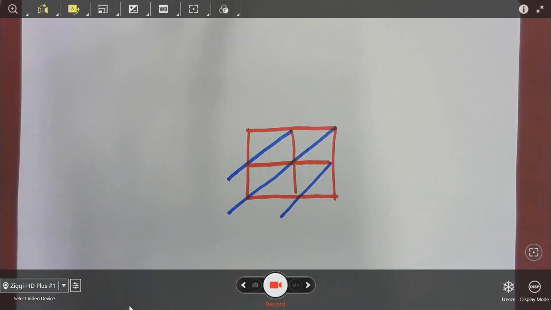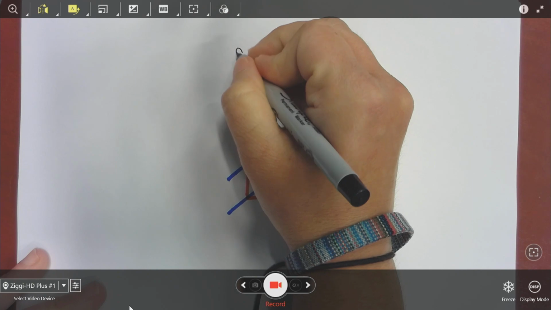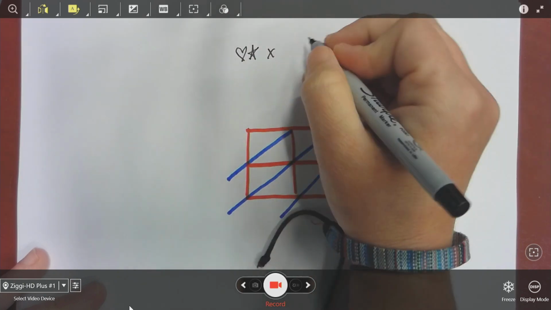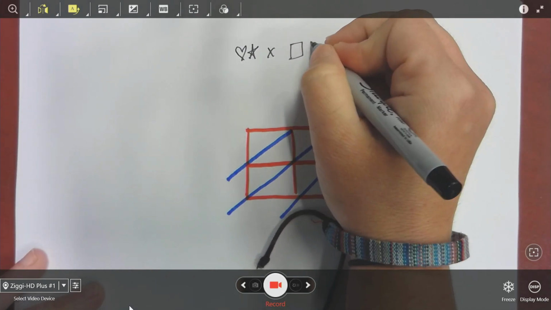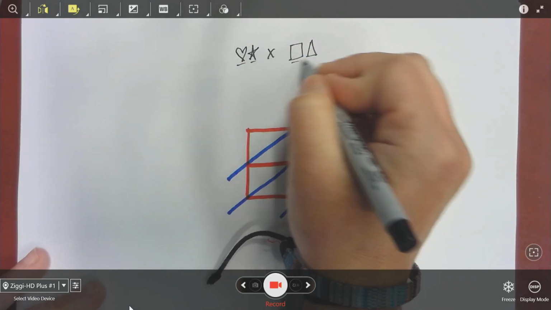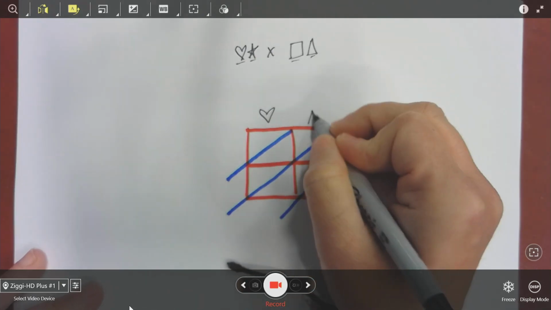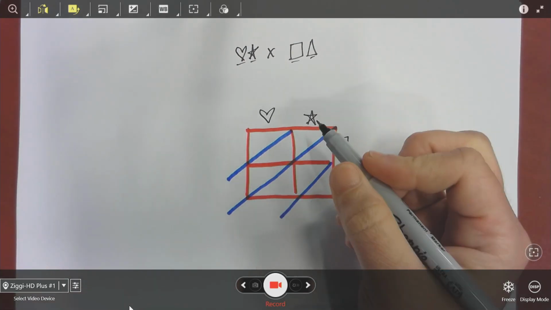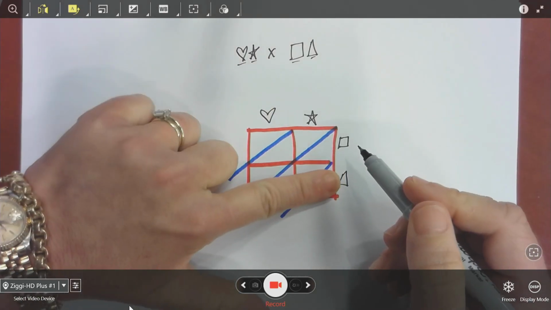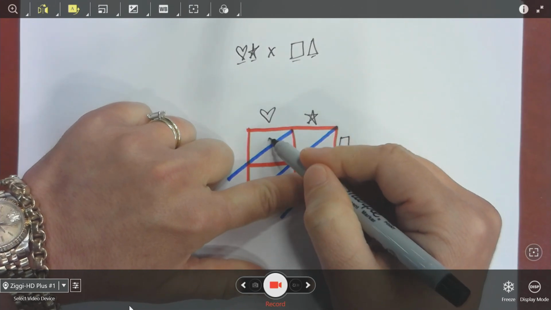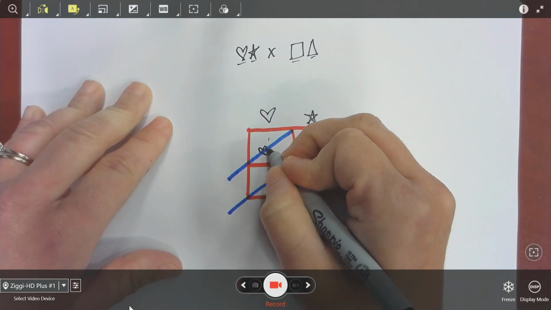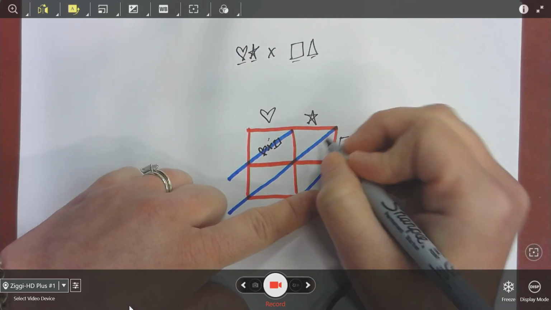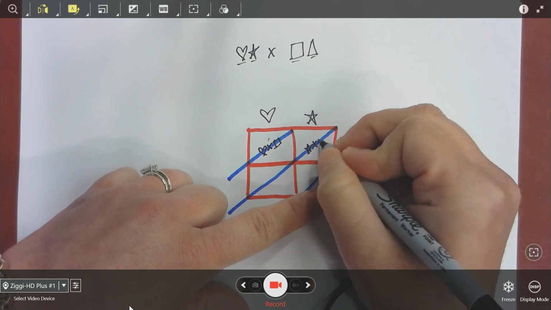Now let's say that our problem, I'm going to give us a nonsense problem since we're not actually multiplying yet. Let's say it was heart star times square triangle. Tens, ones, tens, ones. Heart, star, square, triangle. So in this box, I like to cover up this box first because I'm not using him yet. So in this box, I'm under the heart and next to the square. So here I would do heart times square. In this box, because I'm under the star and next to the square, I would do star times square.